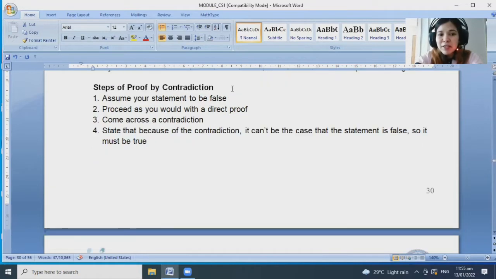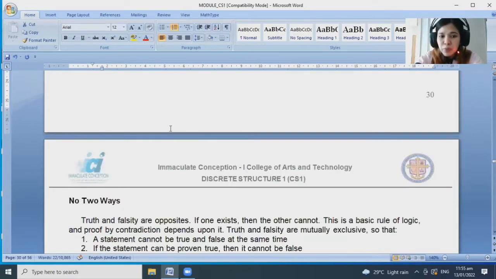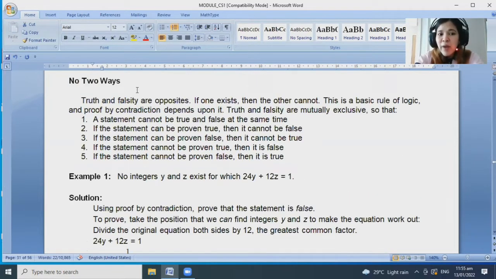Steps of proof by contradiction. First, assume your statement to be false. Second, proceed as you would with a direct proof. Third, come across a contradiction. Then fourth, state that because of the contradiction, it cannot be the case that the statement is false, so it must be true. No two ways.